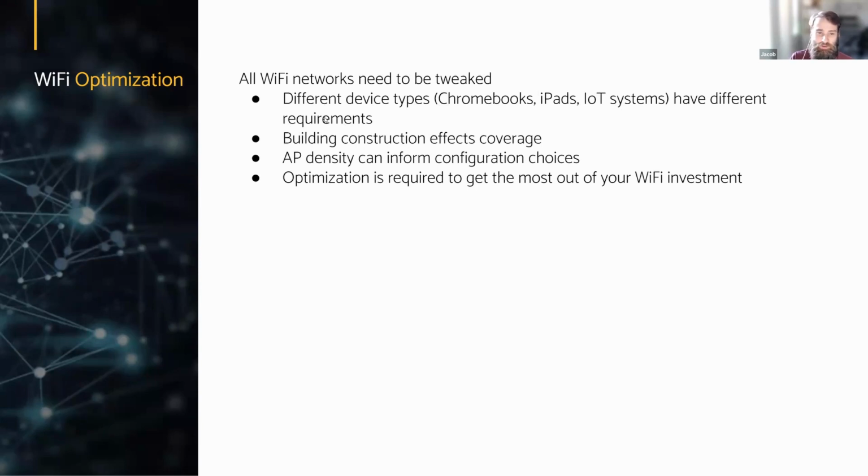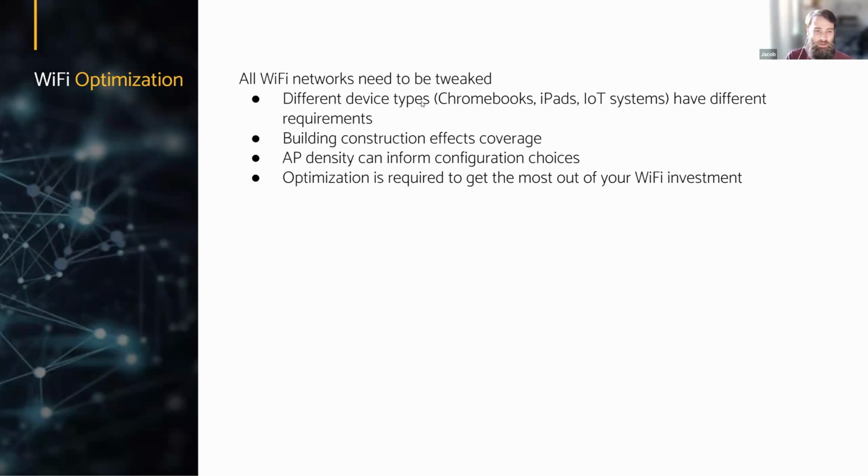Wi-Fi is not one size fits all, of course, right? So why does it need to be tweaked? Well, you're going to have different device types that need to connect to your network, right? You're going to have Chromebooks, iPads, IoT systems, like I said. And these devices may have different requirements, right?